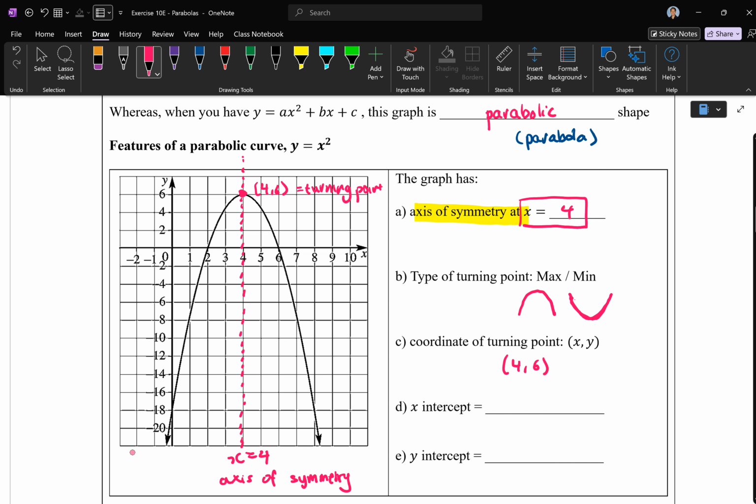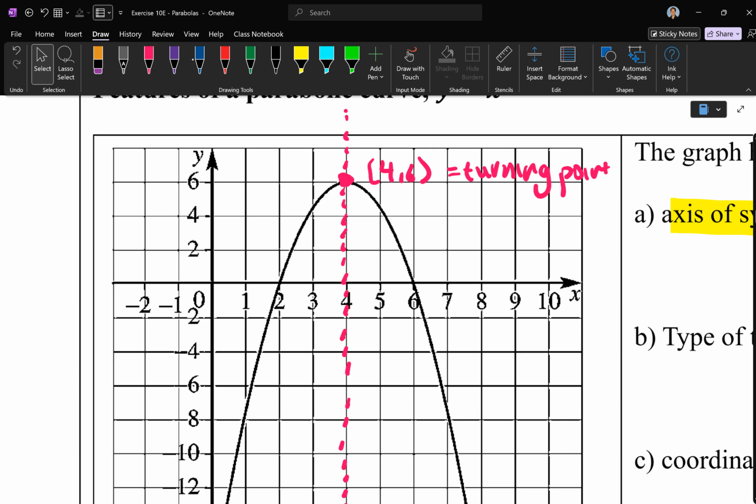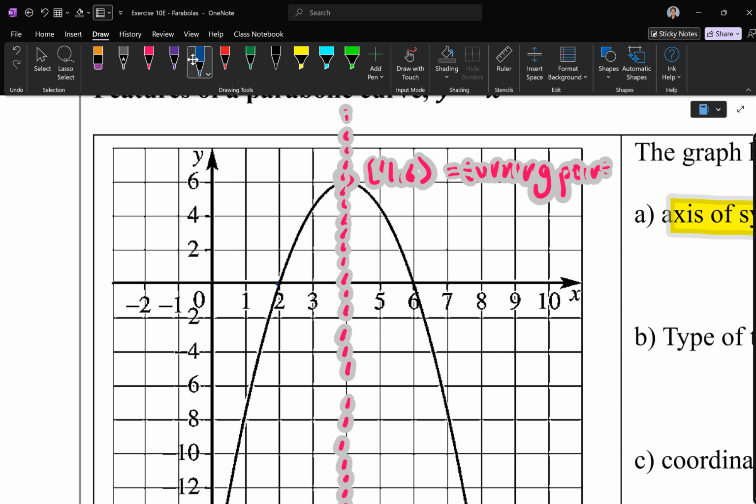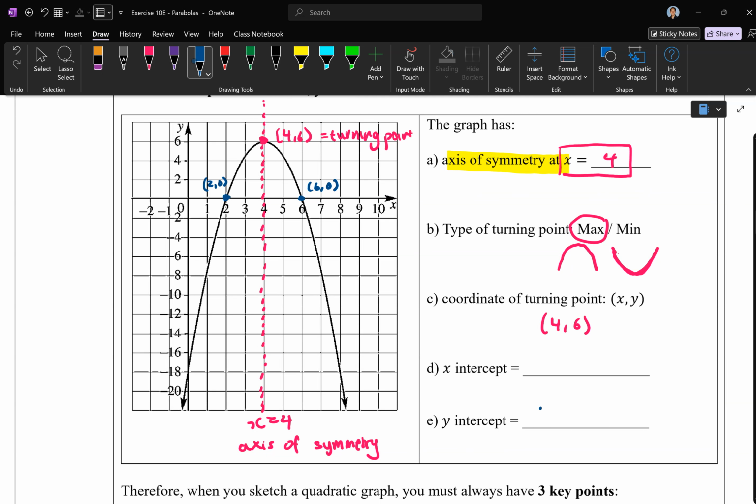You've got minimum or maximum. In this case, what kind of graph is this? Is it a maximum or a minimum? Maximum. So here you can circle maximum to remind you this is a maximum shape. X-intercept, which we've learnt from linear equations. Looking at this graph here, where does it intercept the x-axis? 2, 0, and 6, 0. Very good. So when we say x-intercept, you will write here 2, 0, and 6, 0.